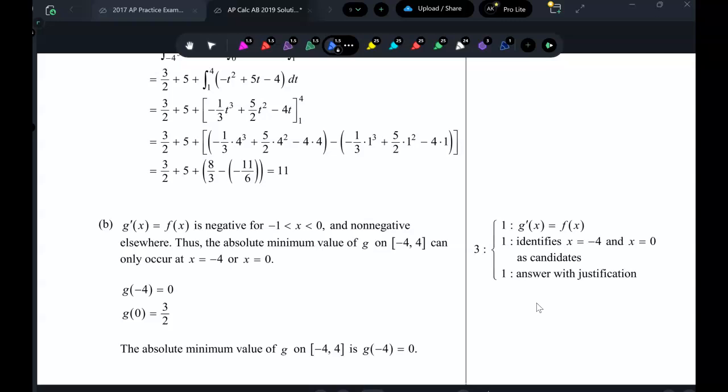Did you identify -4 and 0 as candidates? If you wrote G of 0 and G of 4, you recognize that that's 2 points. I just didn't justify it. The work is the justification. Yeah, that's what I thought. So yeah, because I got all the points.